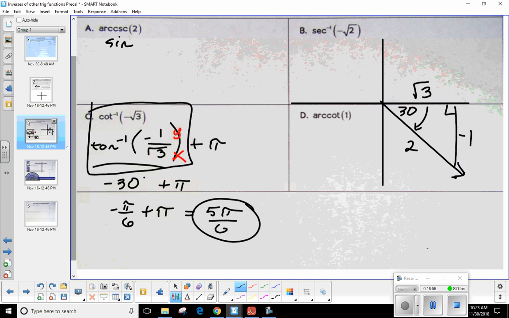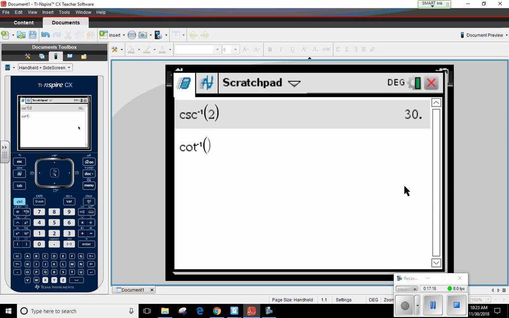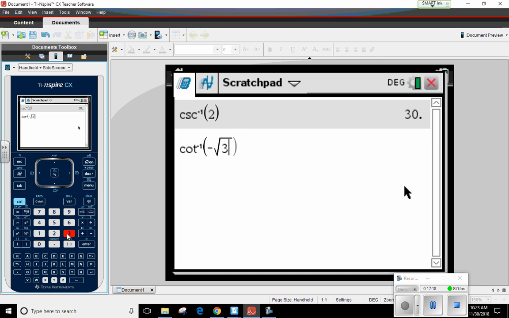And if you were to convert it to degrees, negative 30 plus 180 would be 150, which is what 5 pi over 6 is. Okay. All right. Now, let's check that. Let's see if it works out. Cotangent inverse of the negative square root of 3. Okay. I'm going to go ahead and plug this in. Cotangent inverse of the negative square root of 3, 150. So we got that perfect.